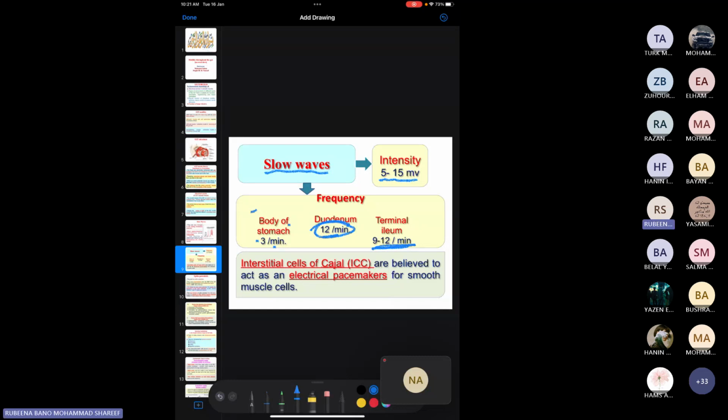Now, this is also important: interstitial cells of Cajal. They are believed to act as an electrical pacemaker for smooth muscles. Like in cardiac muscle, the pacemaker is the SA node, right? From there the electrical activity starts. For smooth muscles, it is the interstitial cells of Cajal that act as the pacemaker.